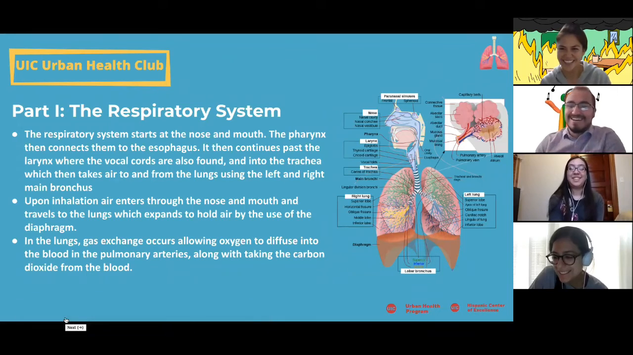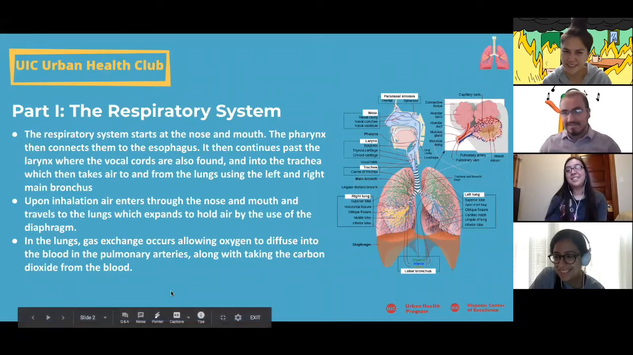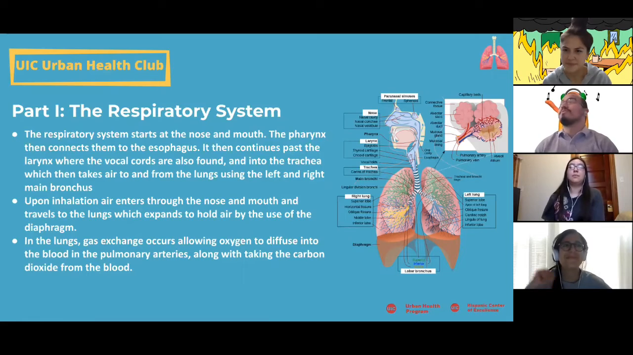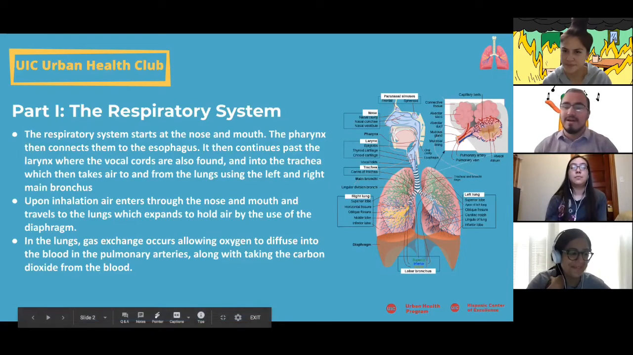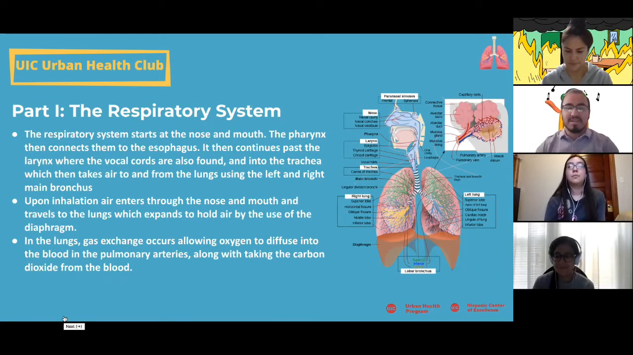Okay. Hi. So, the respiratory system starts like you get oxygen from the air, which isn't just entirely oxygen, but whatever the body filters. So it goes through the nose and mouth, through the pharynx, which connects to the esophagus, which then takes it to the larynx, which is where the vocal cords are found, and into the trachea, which then takes it to the bronchi, which branch out to either lung, and then gas exchange occurs there.